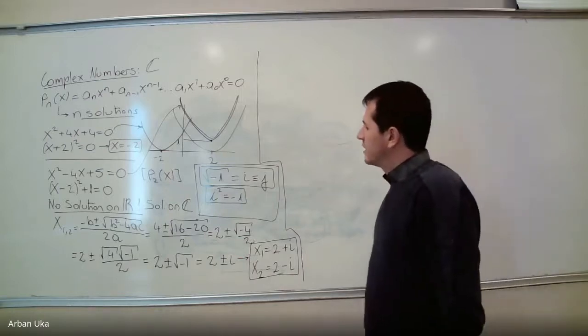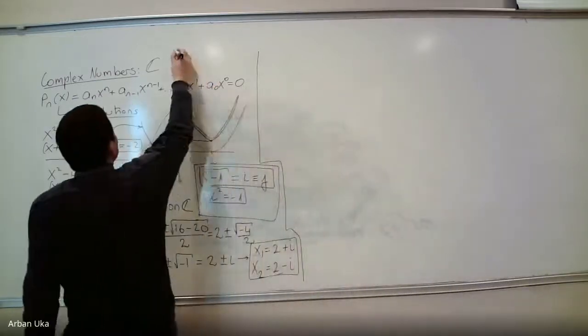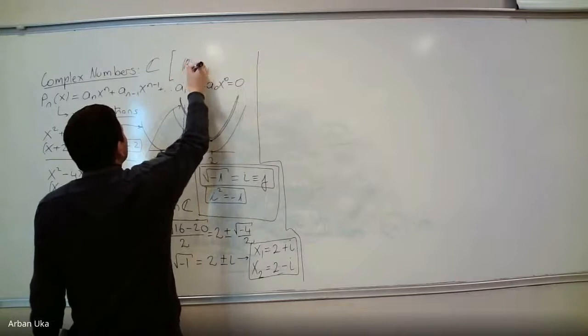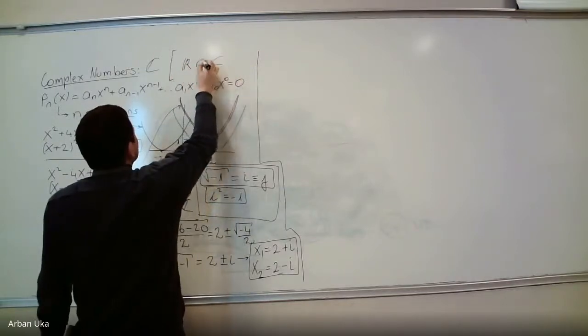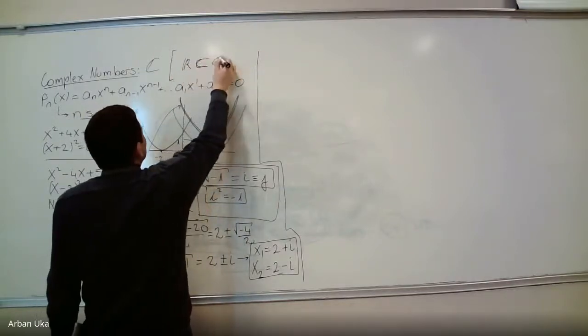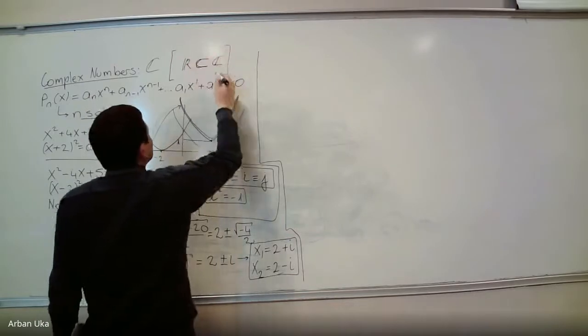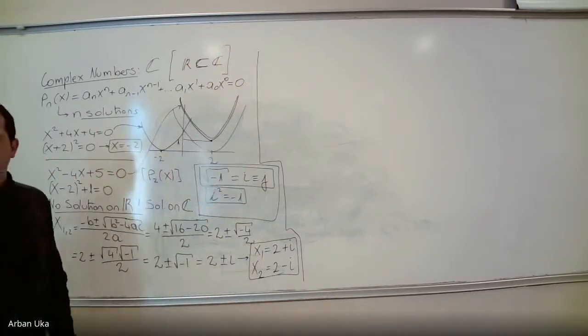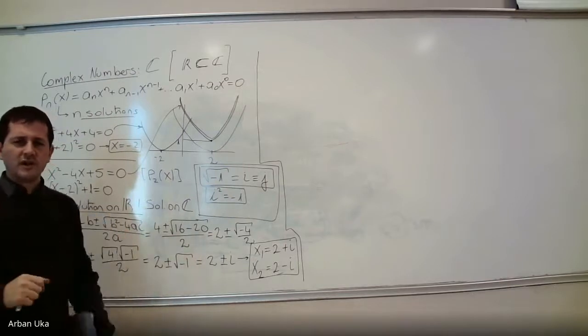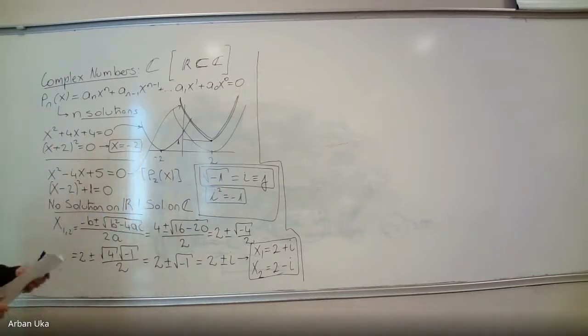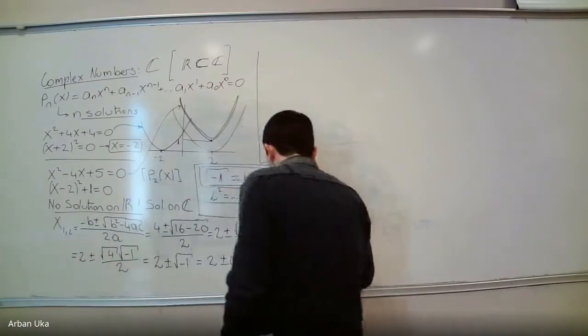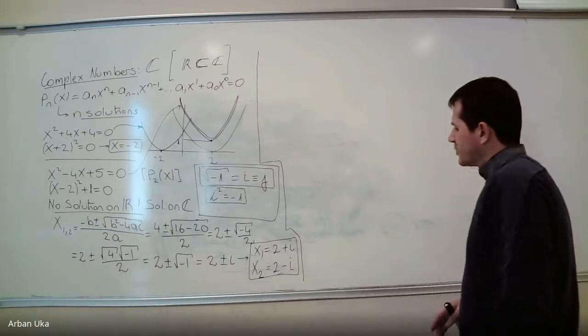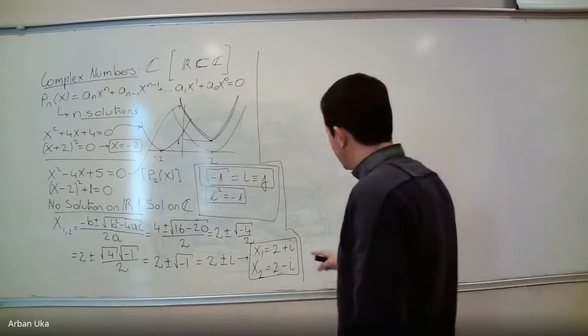And one thing is for sure: the real number space is a subset of the complex numbers. So the complex number space is an extension of the real numbers. So these are the complex numbers. And then let's provide a couple of different examples.